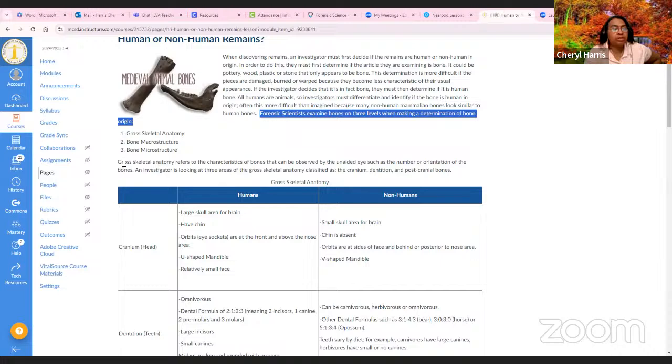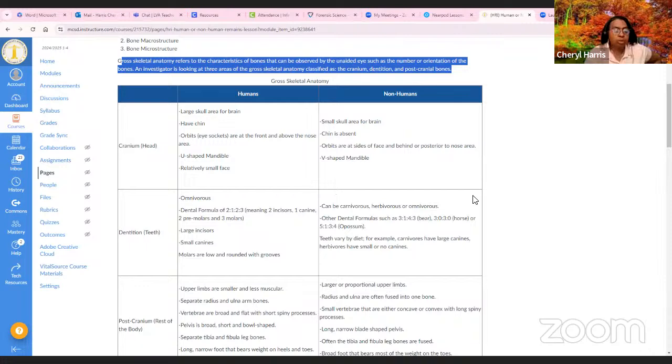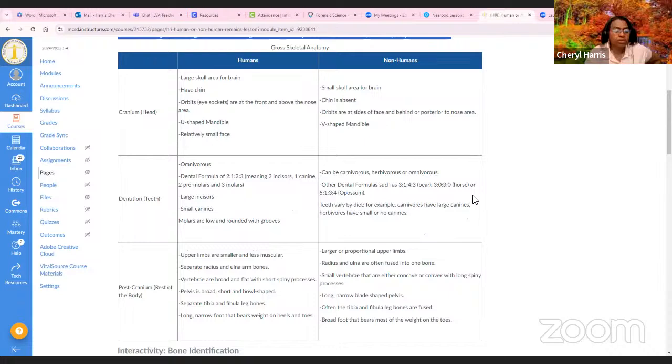All right. So then it goes on to describe what gross means. All of those are the large pieces that you would find, like the skull, the jawbone, and the skull is divided into a couple of other pieces. So make sure that you've looked through all of that. So they can tell the difference between a human bone structure and a non-human bone structure by size and shape.